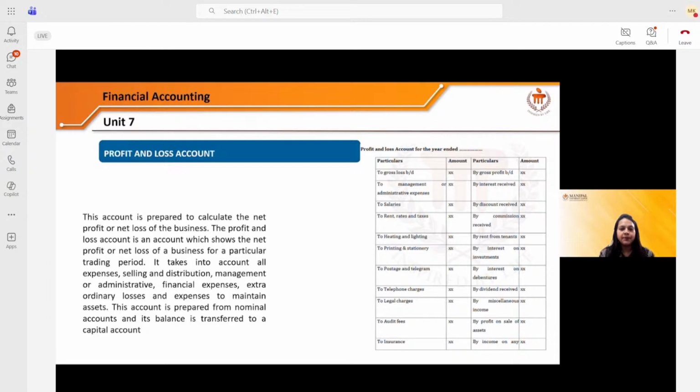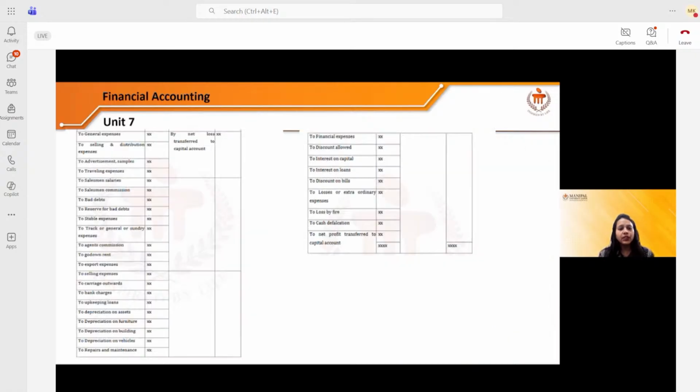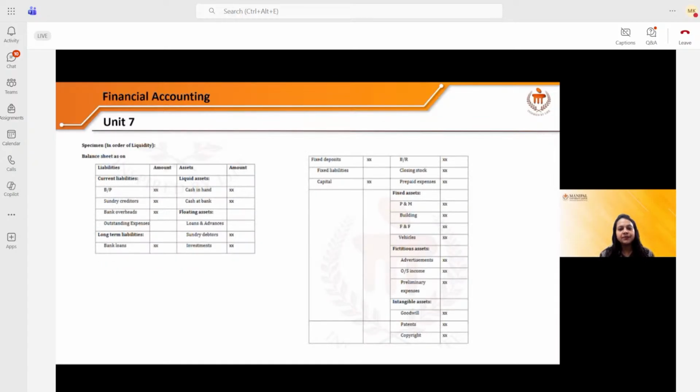You can take another screenshot. That is a continuation of the profit and loss account. Take the screenshot so that you will be able to understand which transaction comes in the debit side and which comes in the credit side of the profit and loss account. After preparation of the trading account and profit and loss account, the third is the balance sheet. Now I am moving to the balance sheet. That is the format of the balance sheet. Same way, take the screenshot so that you can do the numerical parallelly.